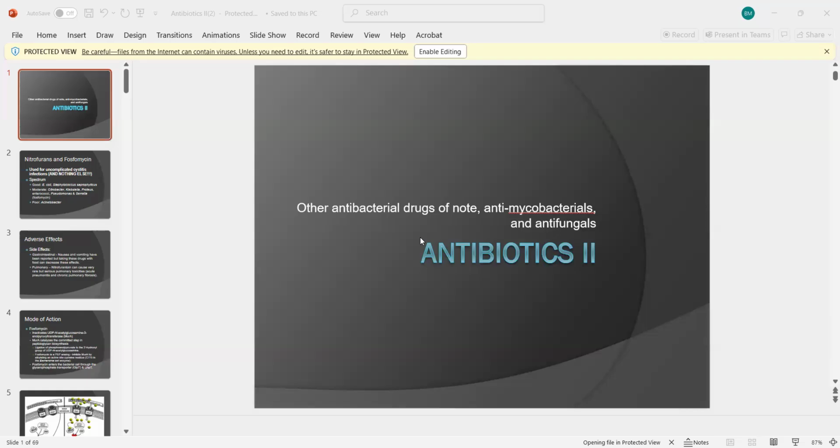Isavuconazonium sulfate is kind of new. This one is used to treat invasive Aspergillus and zygomycete infections. It's got a long list of side effects. You're going to use this drug if everything else fails. The drug's a prodrug. It's got lots of drug interactions. Again, liver, liver, liver, liver, liver.